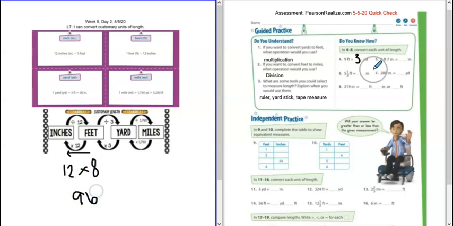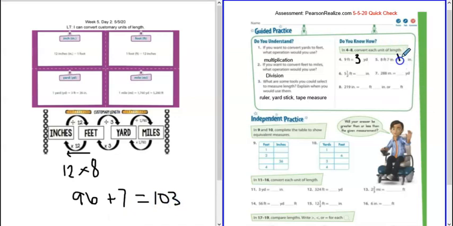And then remember, we still have those 7 inches and we want to be in inches, and 7 is already in inches. So we're going to take 96 and we're going to add that 7 inches back in, which gives me a total of 103 inches. So a total of 103 inches.